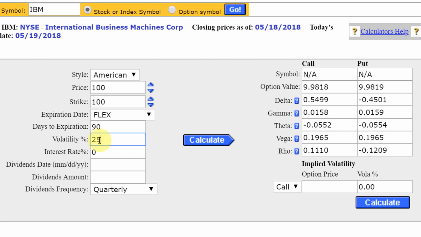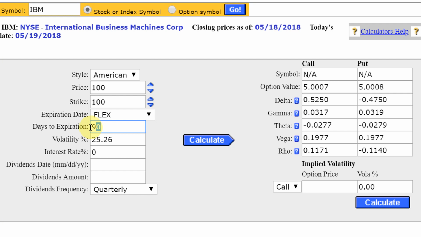However, let's go back to 25.26, and I can get the same effect by changing time. However, I cannot double time because volatility is proportional to the square root of time. So if doubling volatility doubles my option's price, I need to make the time to expiration increase fourfold to get the same effect. So watch this.